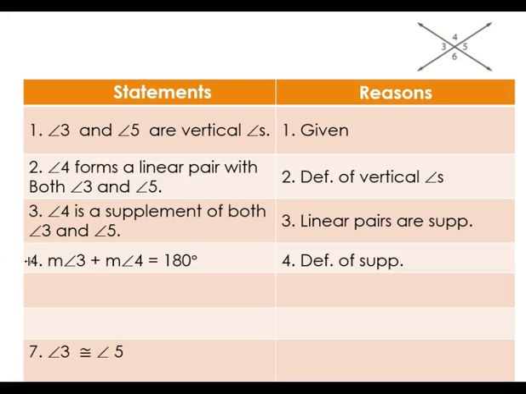In our fourth step, we can now state that they add to 180 degrees. So in step 3, we said they are supplementary because they are linear pairs. Angle 4 is supplementary to both 3 and 5. They are linear pairs. And in step 4, we can now say that measure of angle 3 and the measure of angle 4 equal 180 degrees. That's the definition of supplementary.